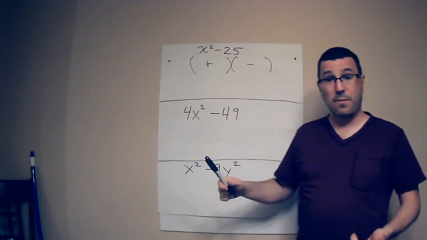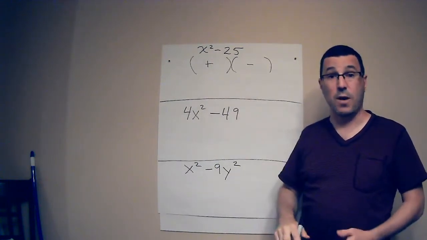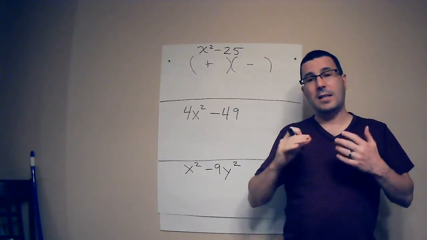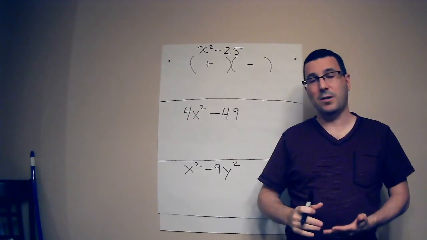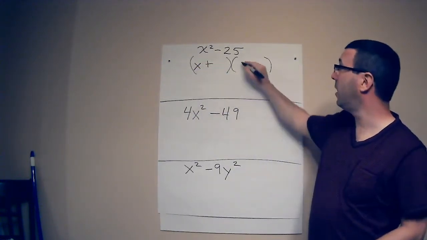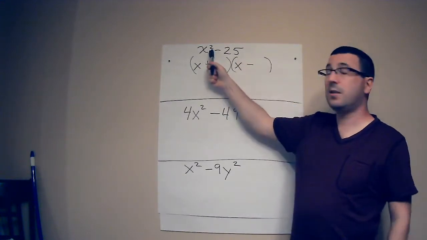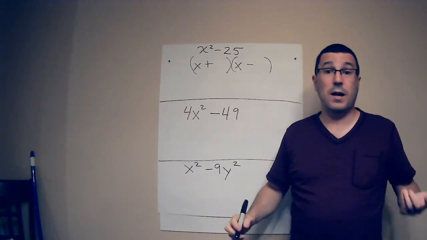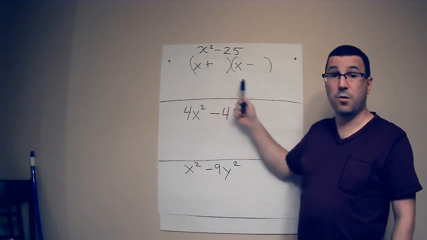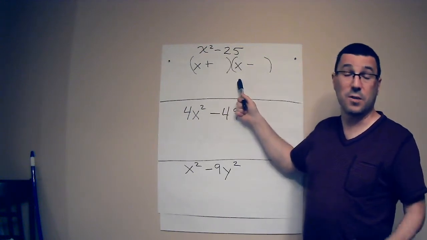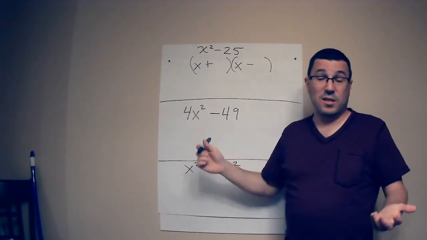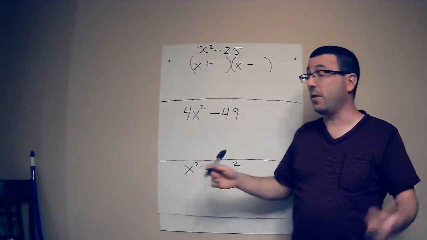Well, I'm going to look at my first term, and in this case it's x squared. When I have a variable, I take its exponent and divide that by 2. So I'm going to put an x in the first spot, an x here, and ask, what's 2 divided by 2? Well, it's 1. So my exponent for each of these x's is going to be 1. I don't have to put anything, because it's implied that there's an exponent of 1.